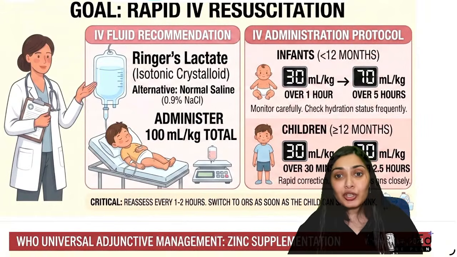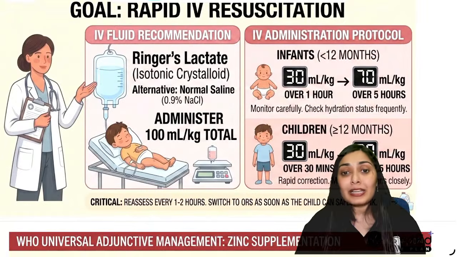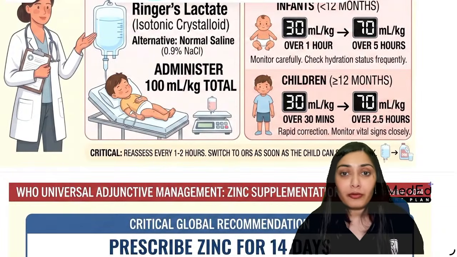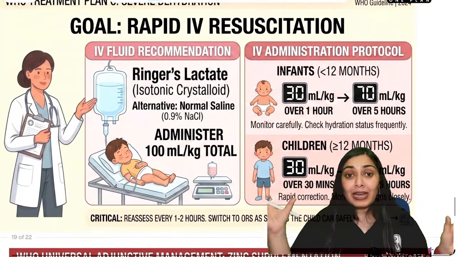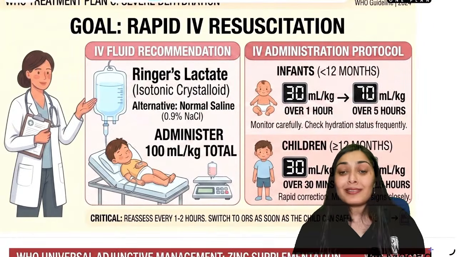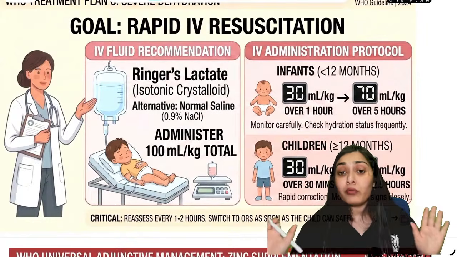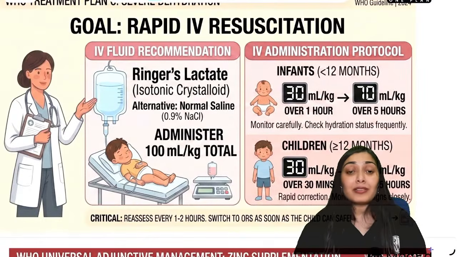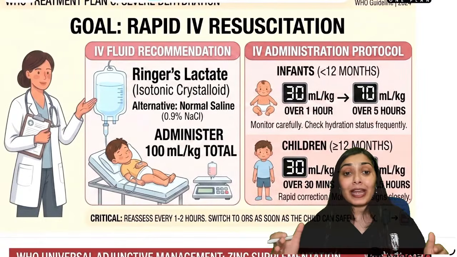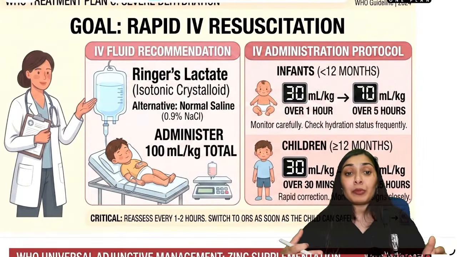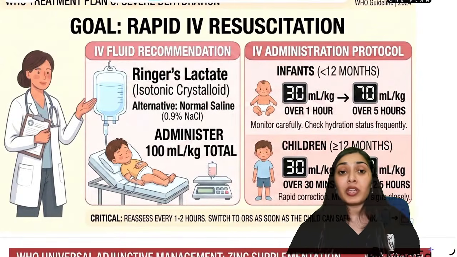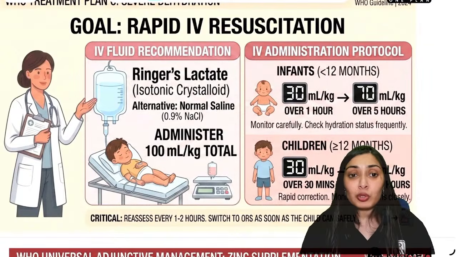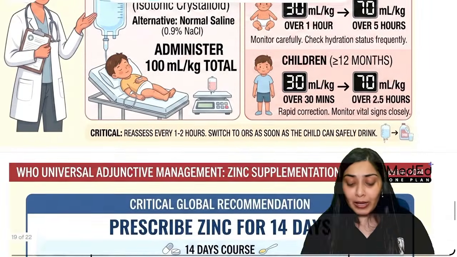If the child is a bigger child, more than 1 year, then you give 30 ml per kg over 30 minutes, followed by 70 ml per kg over the next 2.5 hours. Remember, whenever you are giving this rapid IV fluid, you have to continuously reassess this child because we don't want overhydration. Overhydration is deadly, right? So continue monitoring the hydration status. Whenever you feel that there are overhydration signs, that means if you feel that the liver is getting palpable, you notice an increase in the heart rate, respiratory rate, at that moment stop IV fluid and switch to ORS as soon as the child is able to accept that.